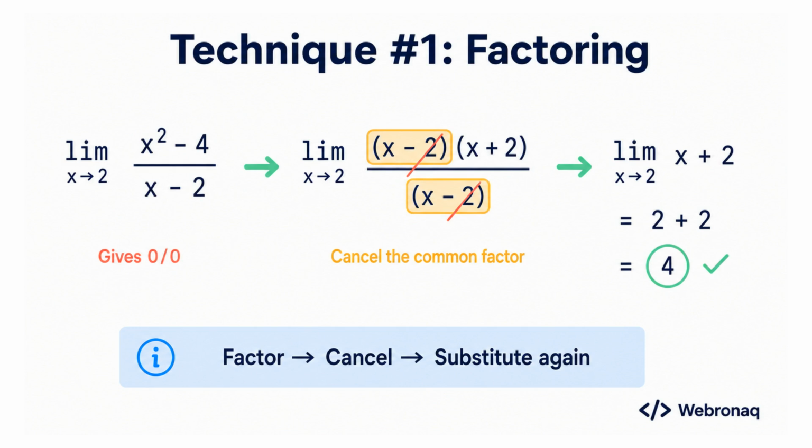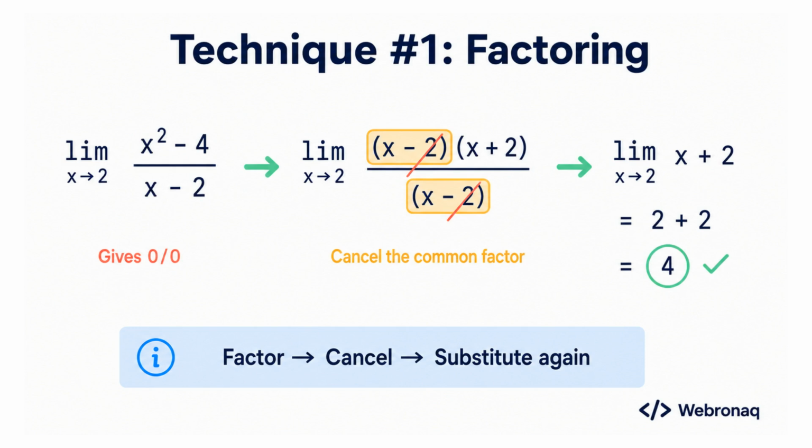The factor that was causing the 0 on top and the factor that was causing the 0 on the bottom, they were the same factor. Once we cancel them, the indeterminate form disappears. Now we're left with just x plus 2. And on this simplified version, substitution works perfectly. Plug in 2. 2 plus 2 equals 4. That's our limit. So the recipe is, factor the top, factor the bottom, cancel whatever's common, and try substitution again.